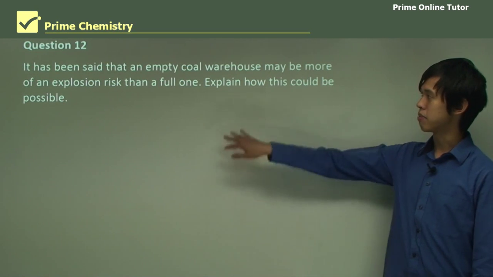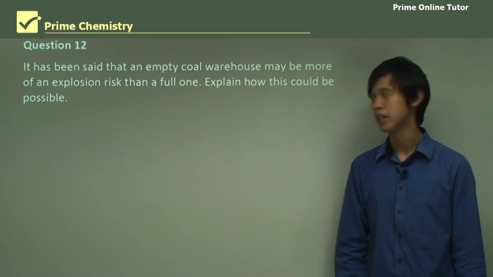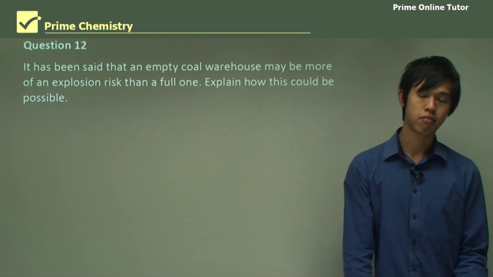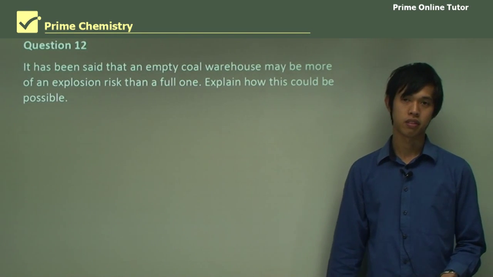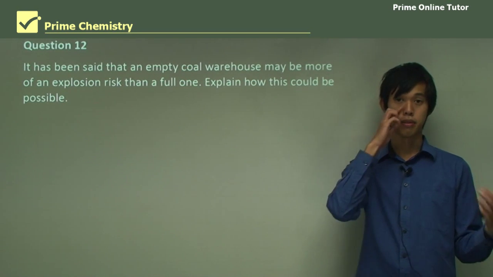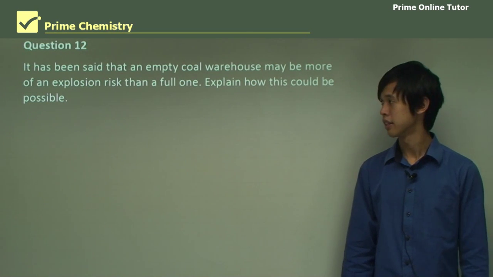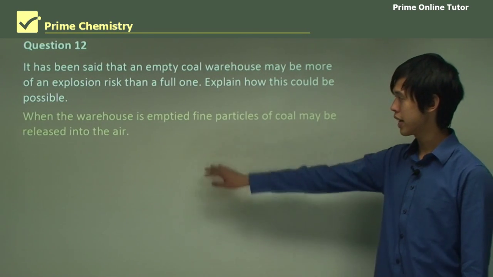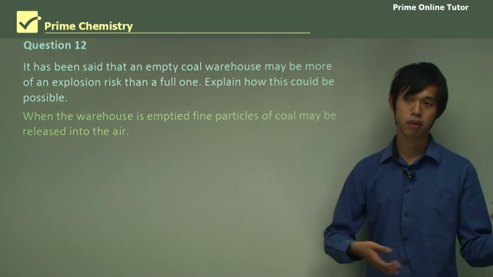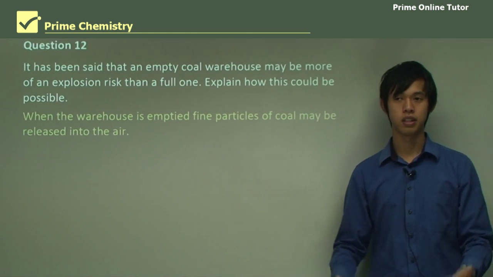It's been said that an empty coal warehouse may be more of an explosive risk than a full one. Explain how this could be possible. So if I've mined out my coal and then I've stored my warehouse full of these lumps of coal, and then I decided to move them, that empty warehouse could actually be more dangerous than the full one. Okay? So when the warehouse is emptied, fine particles of coal may be released into the air, just by moving them. You agitate the dust, and then the coal dust goes into the air.